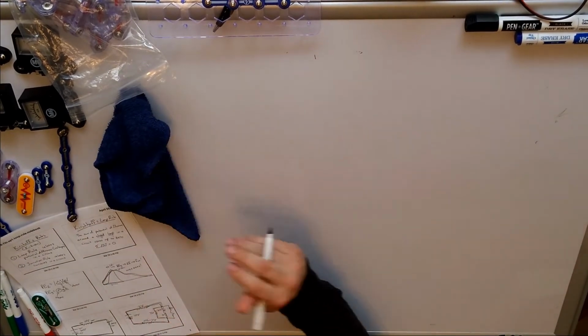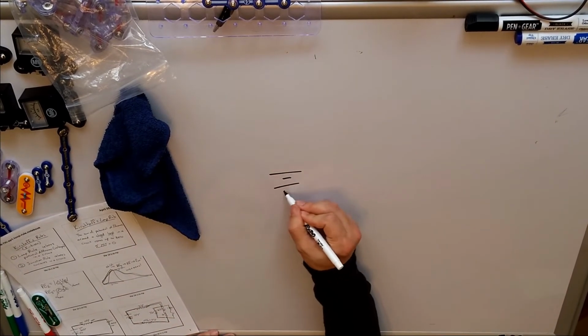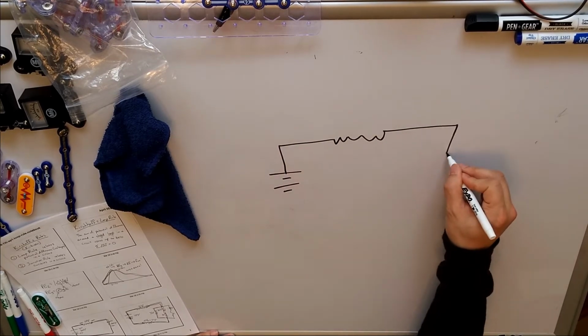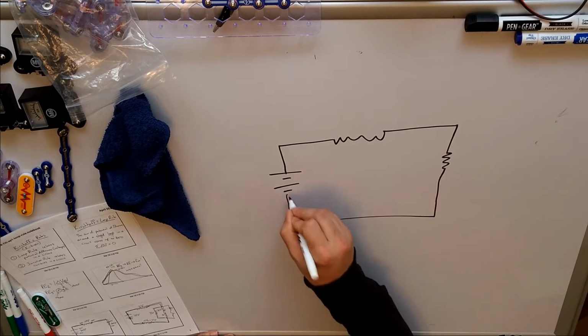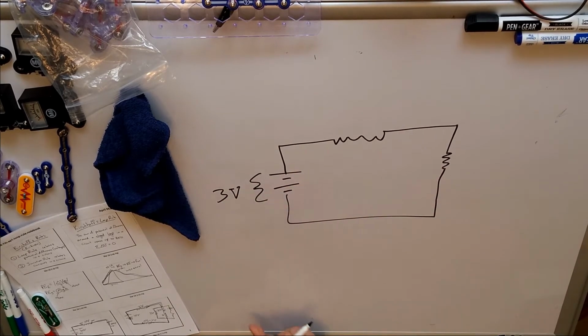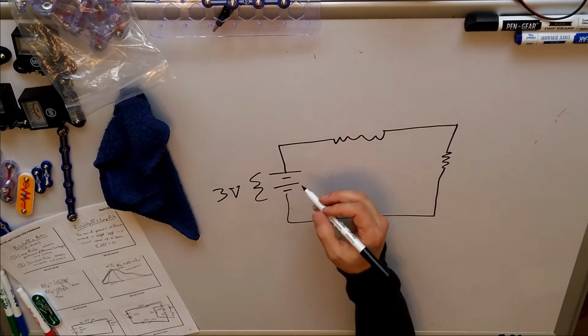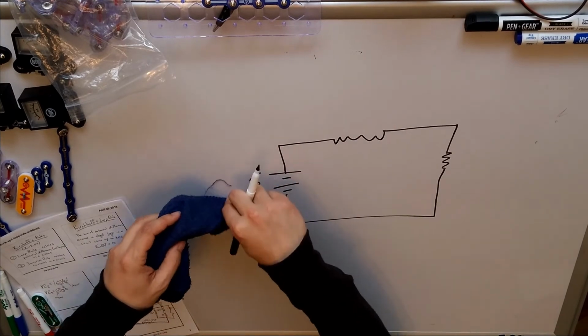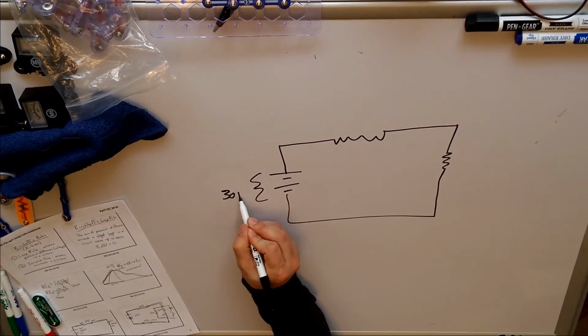So if I were to draw a circuit, here's a battery, here's a resistor, here's another resistor, and I go like this. Let's compare it directly to the meters that I just gave you. Let's say it's a 30 volt battery.